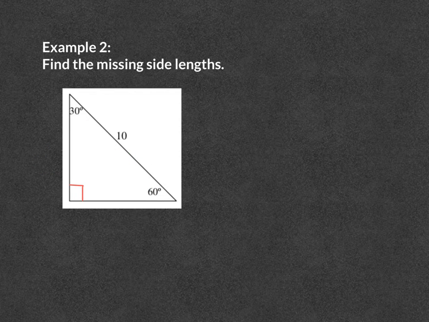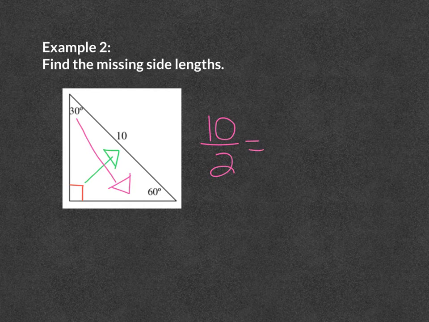Example number 2. Find the missing side lengths. So the side that I do know is the hypotenuse, which is 10. In order for me to go from the hypotenuse to the side across from the 30-degree angle, all I have to do is take my hypotenuse, which is 10, and divide by 2. So 10 divided by 2 gives me 5. So that means this side is 5.